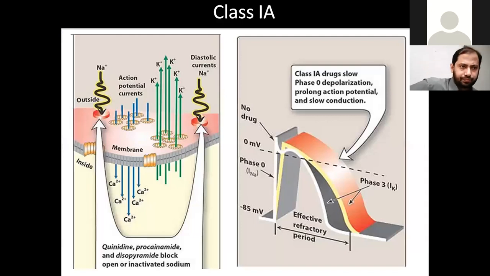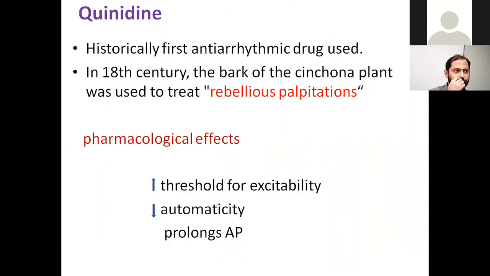So if we talk about class 1A drugs, they will be slowing the phase 0 depolarization, as well as prolonging the action potential, and will be slowing the conduction. By this mechanism of action, these drugs will be producing the antiarrhythmic effect. As well, quinidine, procainamide, and disopyramide will be blocking the open or inactivated sodium channels.